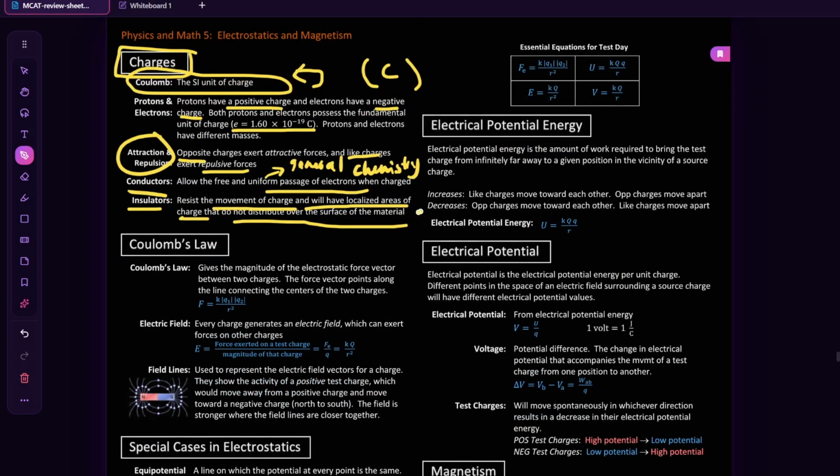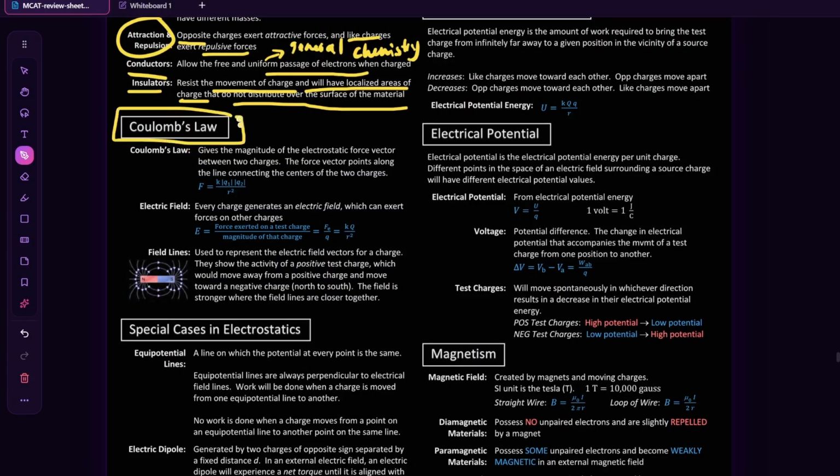Anyway, let's go into Coulomb's law. Coulomb's law answers the question of how strong the force is between two charges. If a problem asks me for that, I would use the Coulomb's law formula over here. So it's basically force equals K times charge 1 times charge 2, the absolute value. So there's no negative, everything's positive. Absolute value is just, if it's negative 2, then you just use 2.